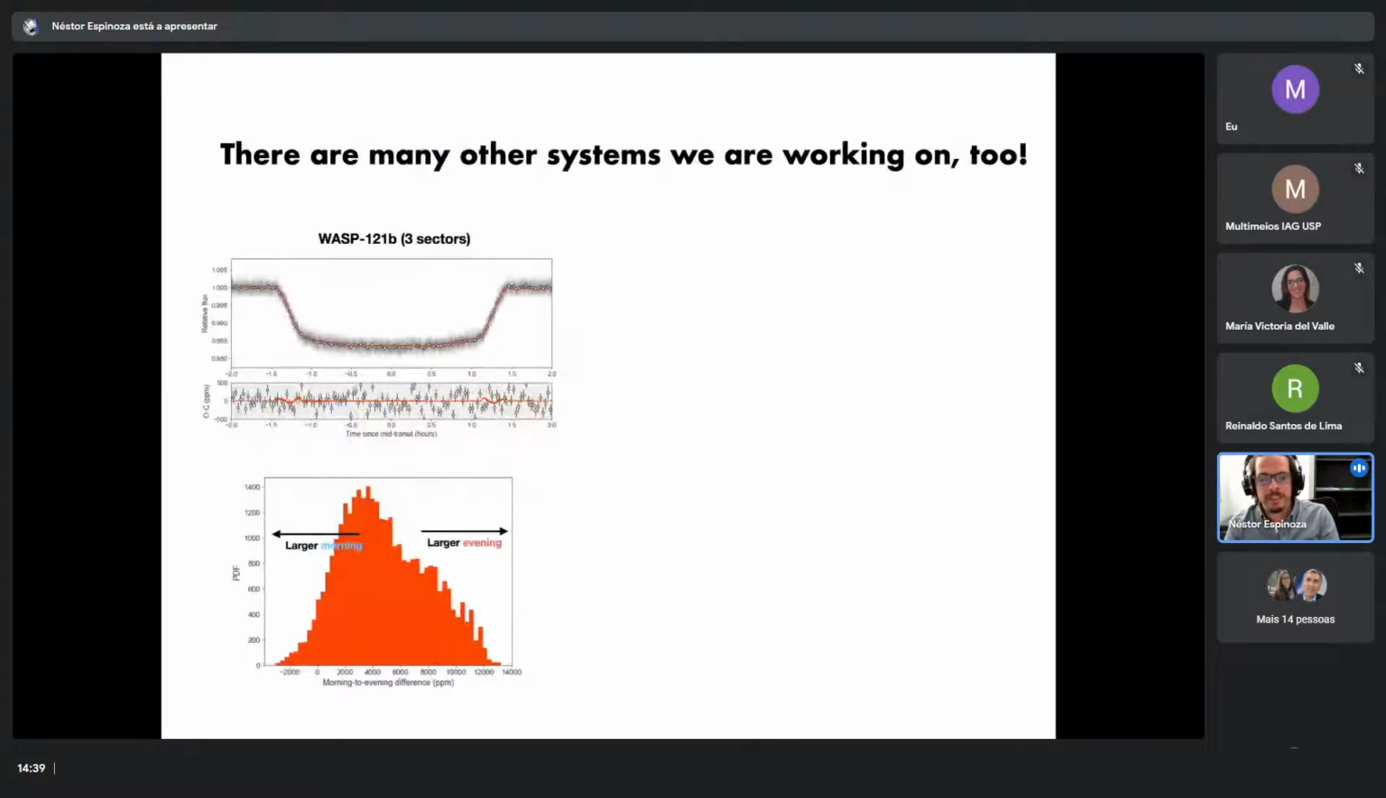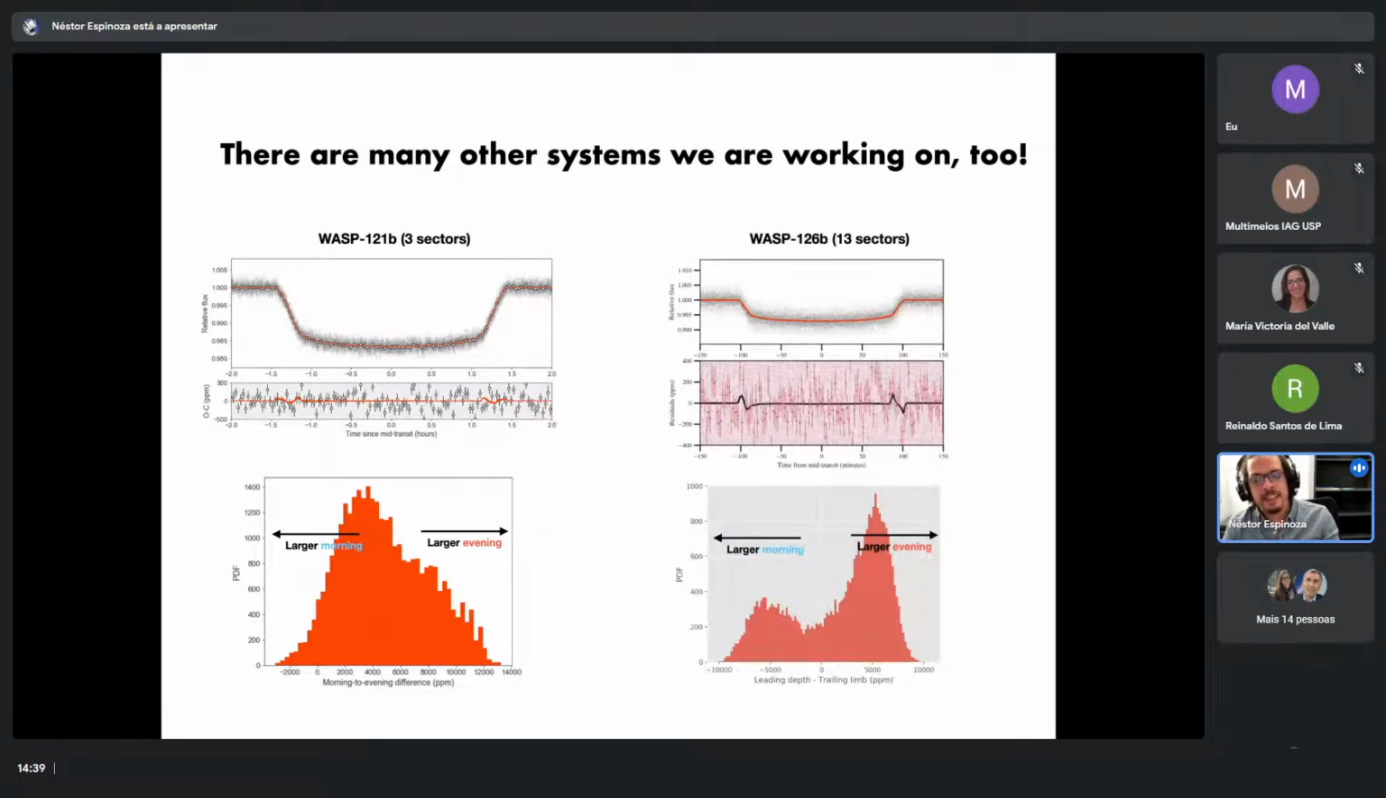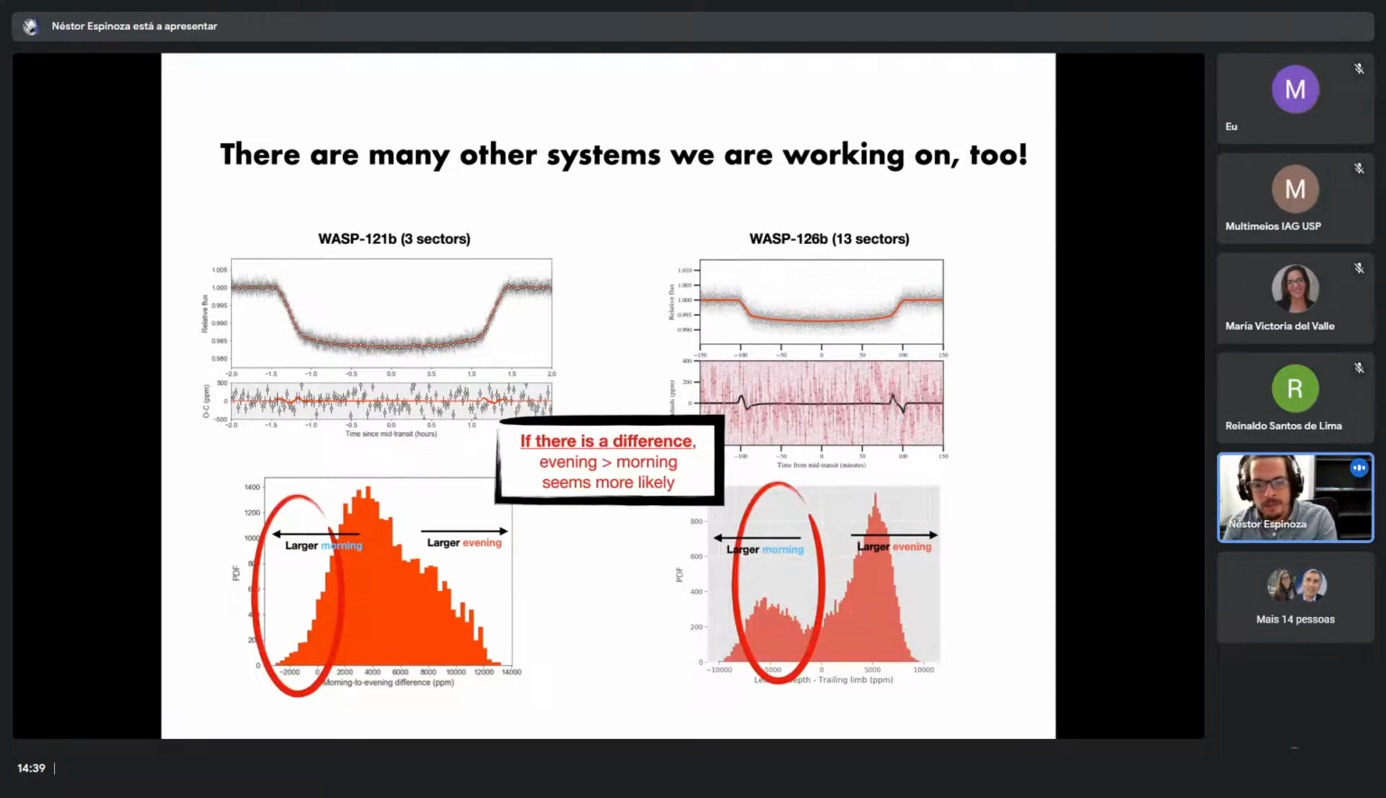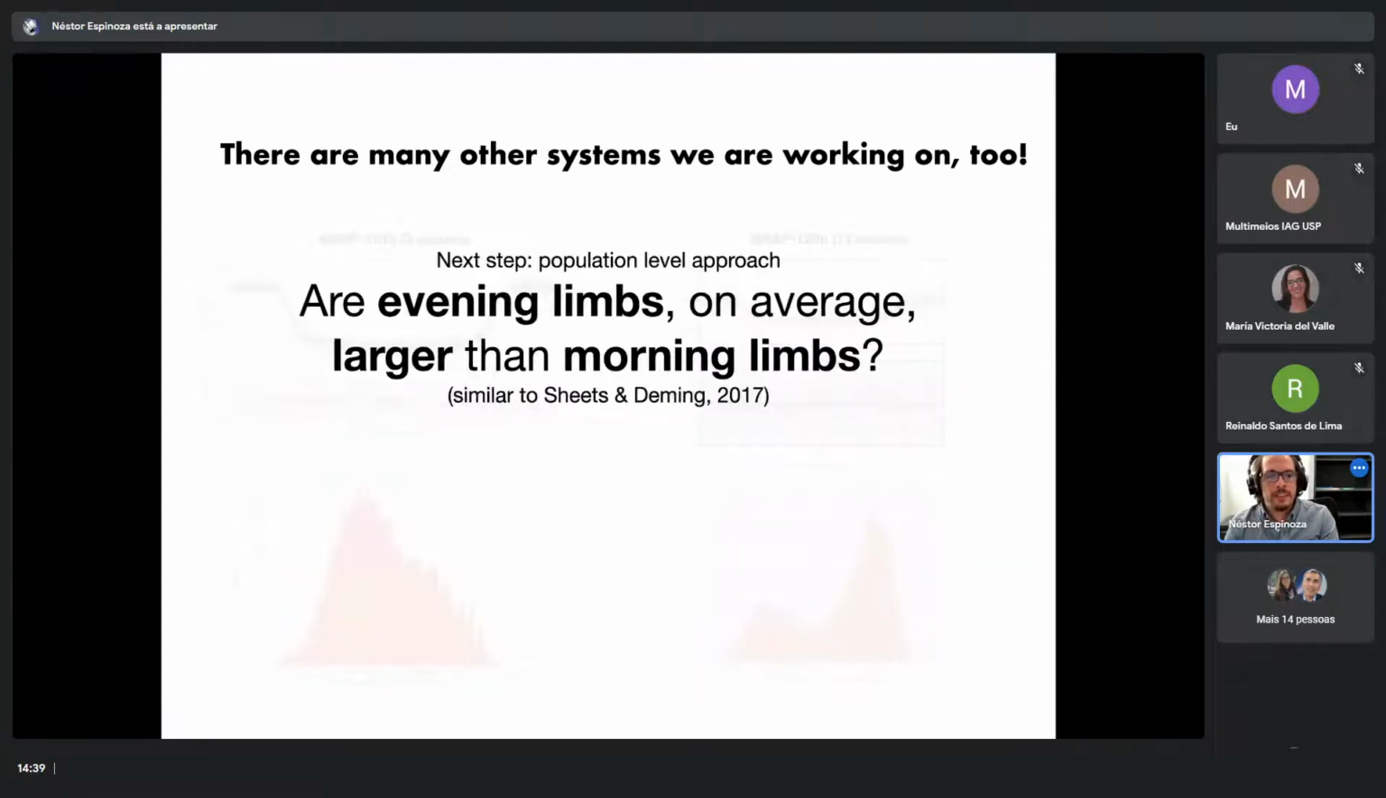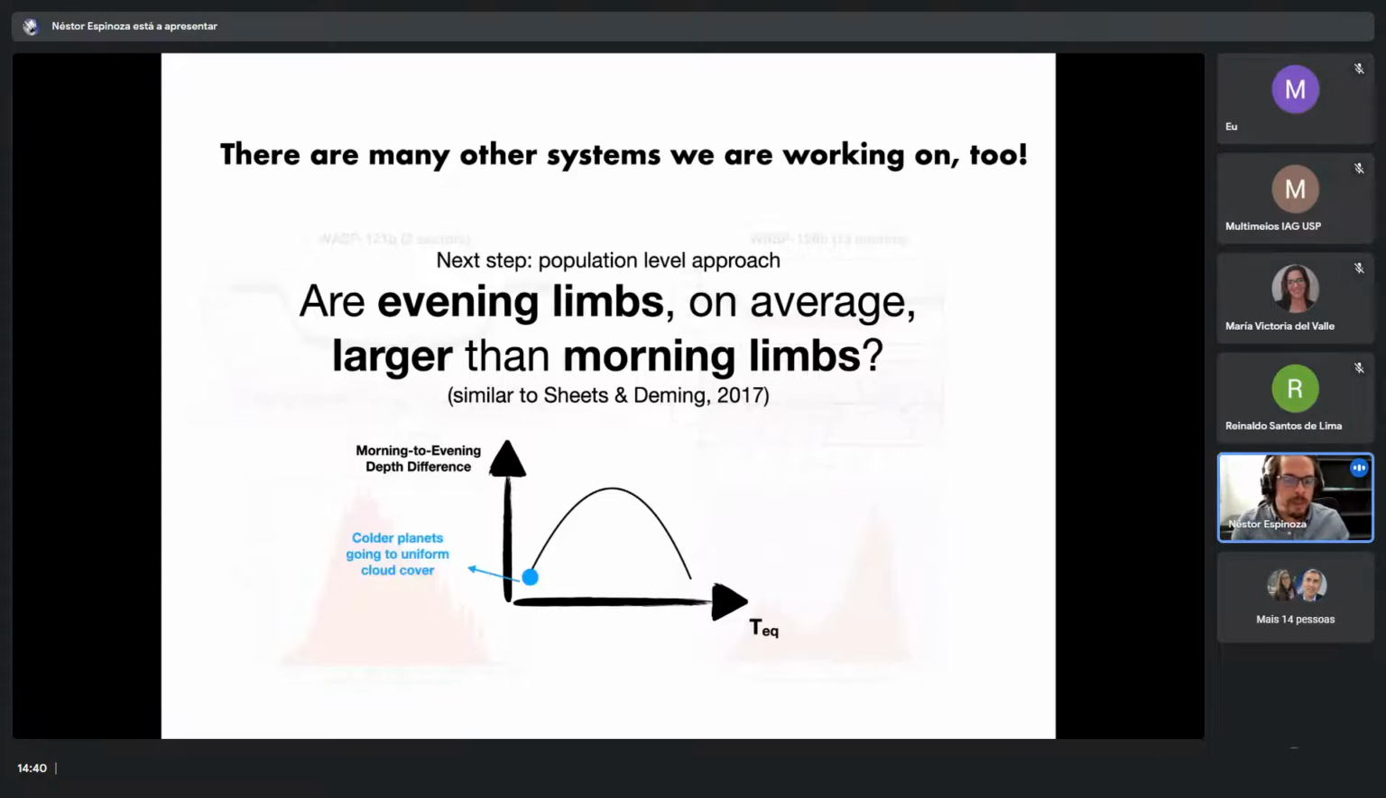She's been analyzing basically every TESS light curve, but we're focusing on the most promising ones. And we have been seeing constantly that in most of the systems, there's always a larger evening than morning. So for all the systems that we've been analyzing, that's the case. So it seems that, and this is the population level analysis that we're planning with Lauren, you could plot the morning to evening depth difference as a function of the equilibrium temperature. And I would expect a figure like this, in which for the coldest planets, the planets that have lower equilibrium temperatures, you'll have uniform cloud cover, because they will be very, very cloudy, and there wouldn't be much difference between the morning and the evening.